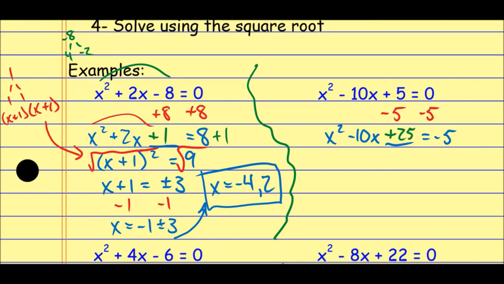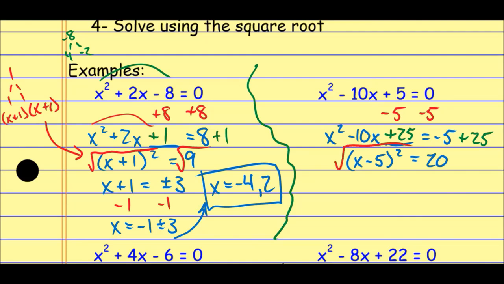So now I've created a perfect square trinomial, but I did that by putting a plus 25 on the left. I better put a plus 25 on the right. Okay? And now I factor this thing. So factor your perfect square trinomial. This guy factors into (x - 5) squared. Over here, I add these up, and that's 20. And now I'm in a situation where I'm going to solve using the square root.